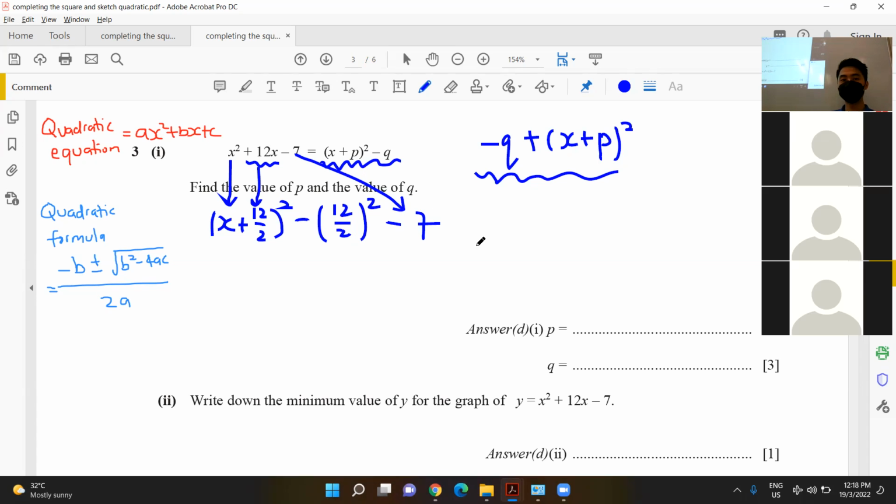Simplify this equation here. You would end up with, and therefore in this case P will equal to 6 and Q will equal to 43.